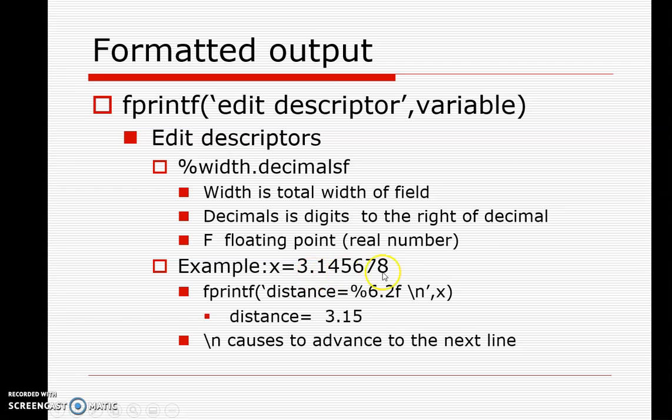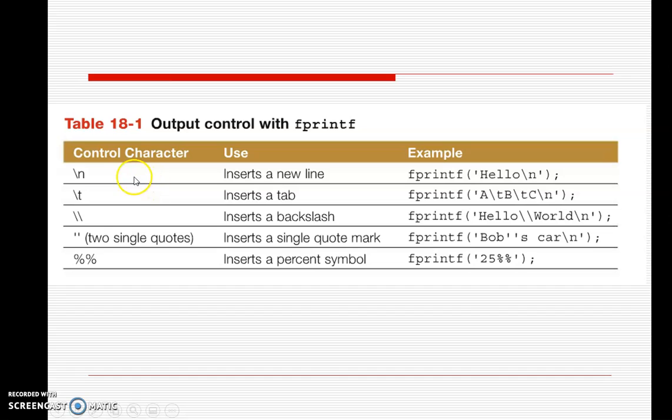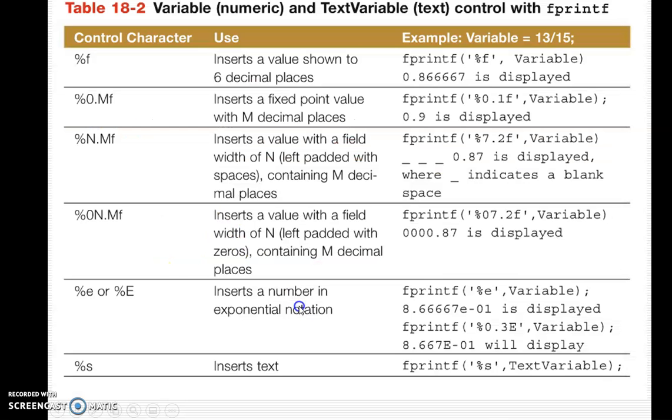So if X has pi stored in it, and if I went fprintf, quote, distance equals %6.2f, then it would save me 6 spots with 2 decimals. So we'd round that to 3.14, which is 1, 2, 3, 4, and then put 2 in front to be 6. The \n means go to the next line. And so I did that. X uses that edit descriptor. There are some other control characters: insert a new line, tab, insert a backslash, some others. So there's your different types of edit descriptors.